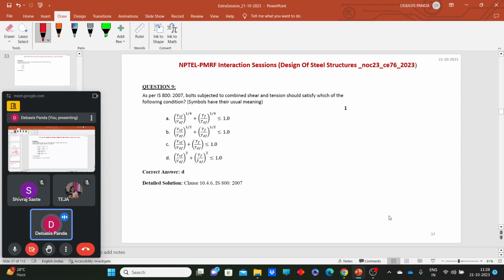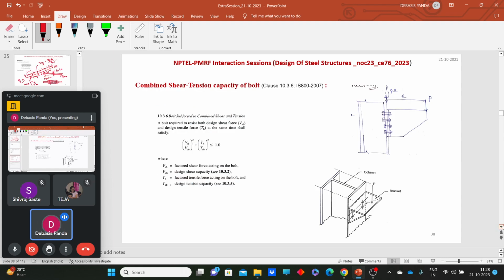One more thing we have for moment and shear also, which I think I have added here. You can see the combined shear and tension formula. This is also important. It's nothing but the induced value divided by the design capacity, for shear and tension, and the combination should be within 1. The upper bound of this is 1.